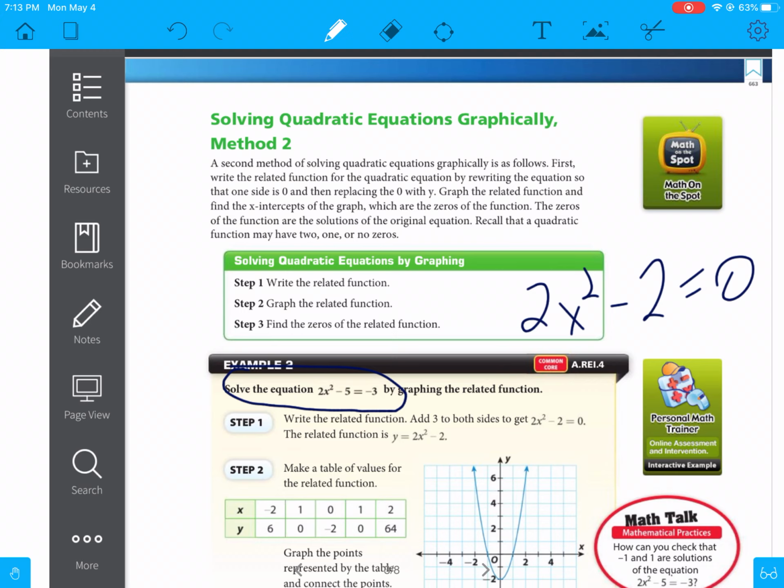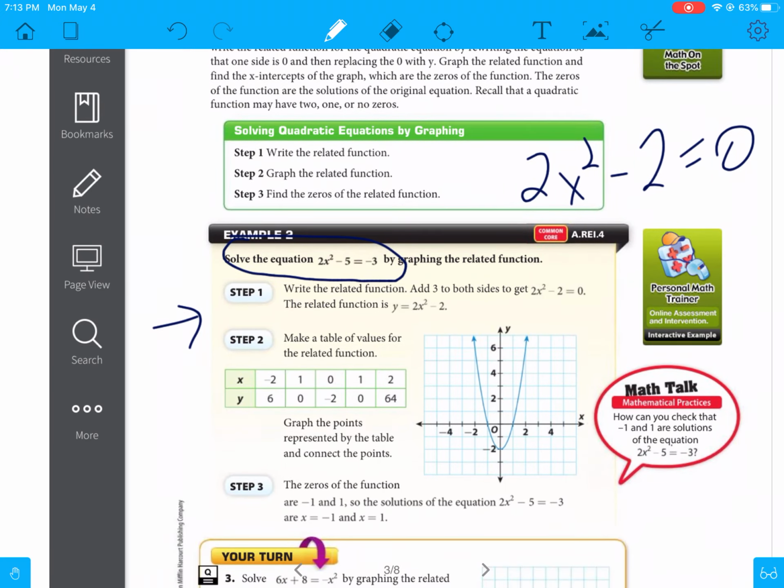So now, instead of a 0, we're going to put a y there. So for step 1, write the related function: add 3 to both sides to get that. The related function is now y equals 2x squared minus 2. Now we have to make our xy table. I prefer them like this, but that's just me.